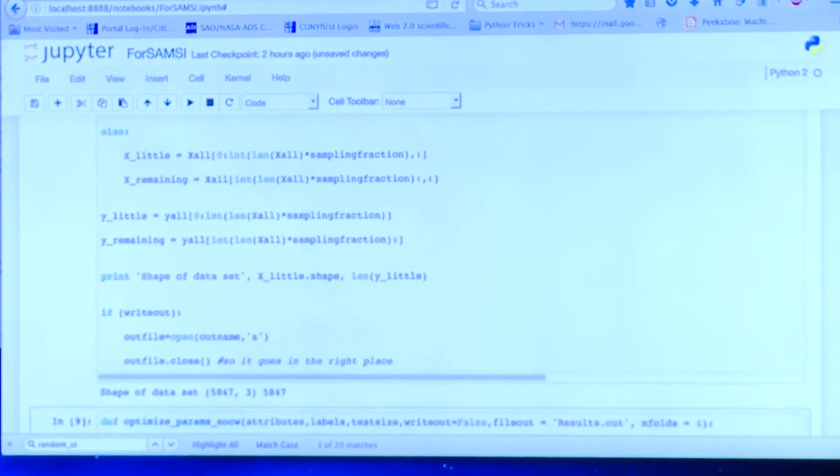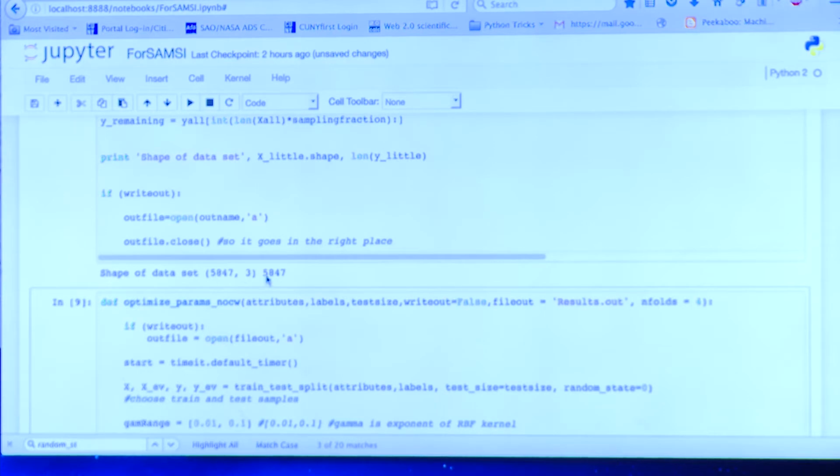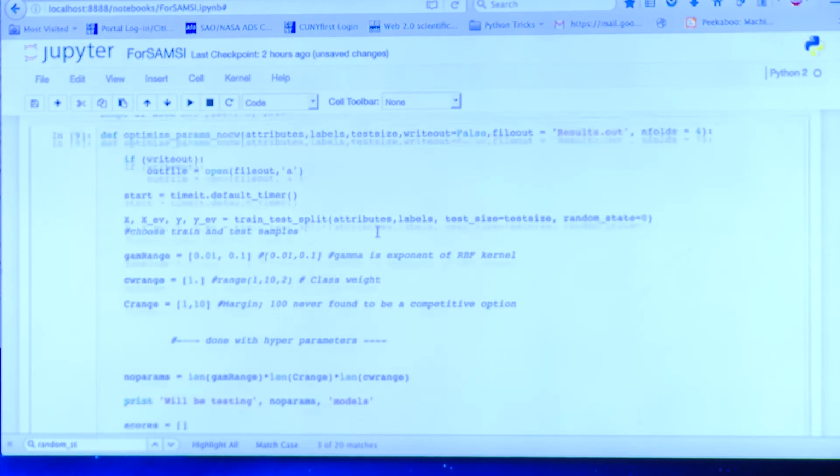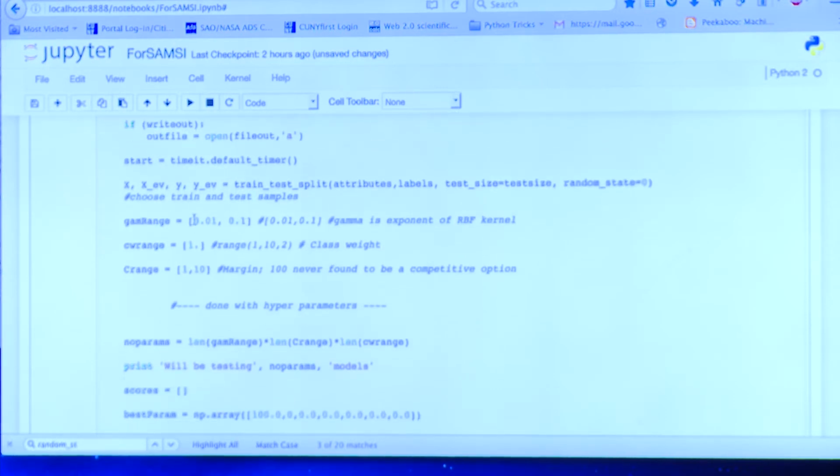And let's see. Okay, so my new data set has 3 features, as we were mentioning, and just about 6,000 examples. And this is a function that I just wrote, 4 of them very similar, because this was today or yesterday. This is my function that optimizes the parameters of the training set, in this case without using class weight. It's just splitting and defining the range of parameters.